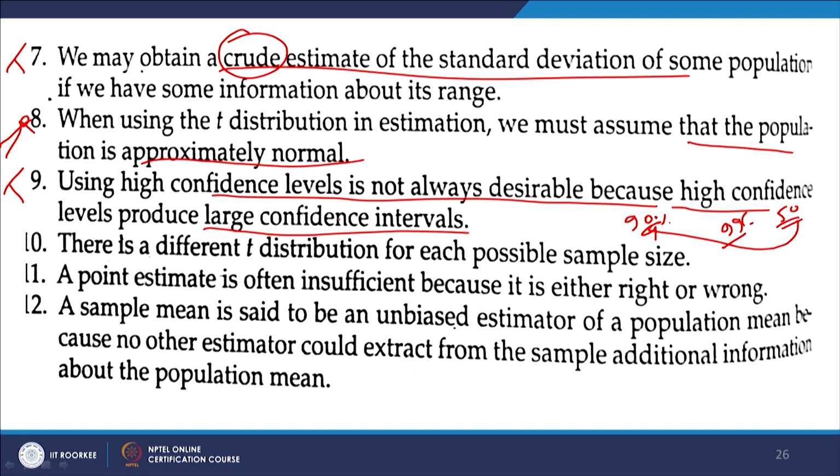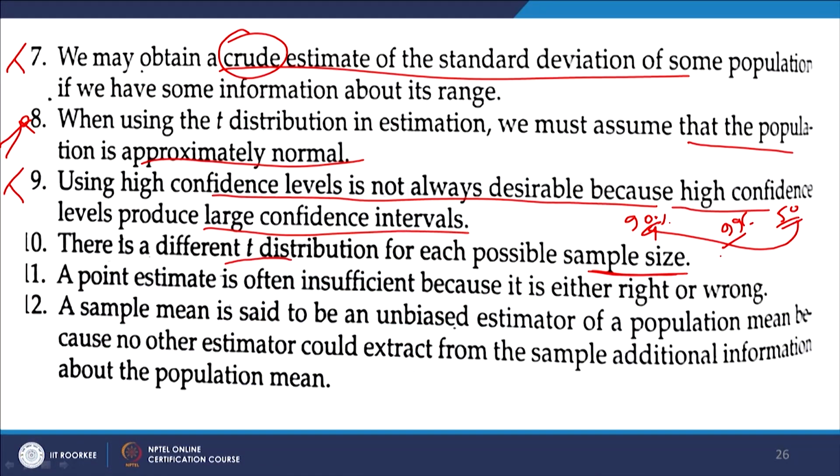Let us look at the next one. There is a different t distribution for each possible sample size. Is it correct or incorrect? Yes, this is a true statement. There is a different t distribution for each possible sample size. So, this is true. Let us look at the next one.